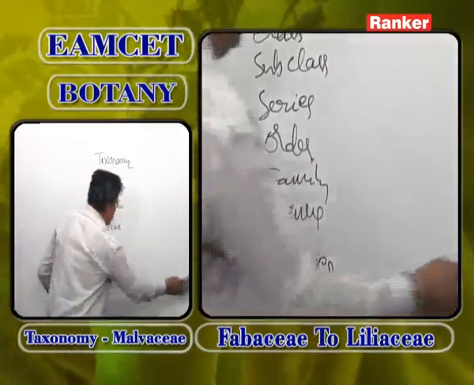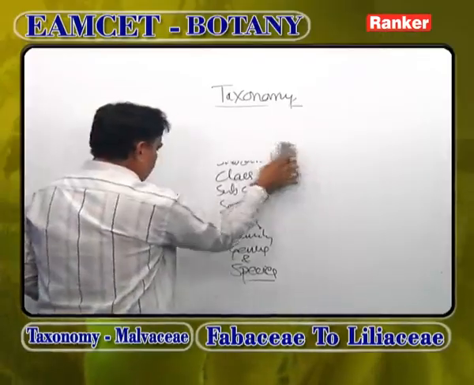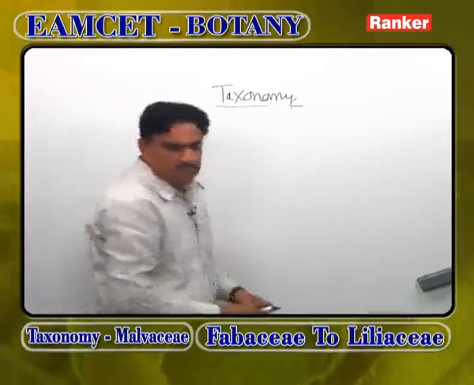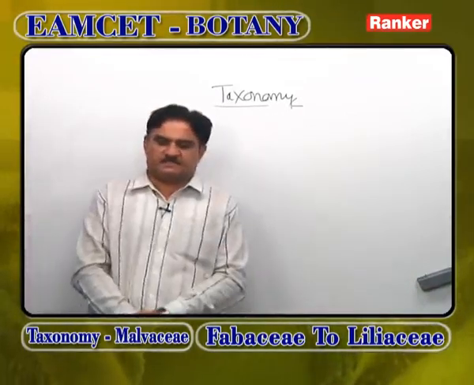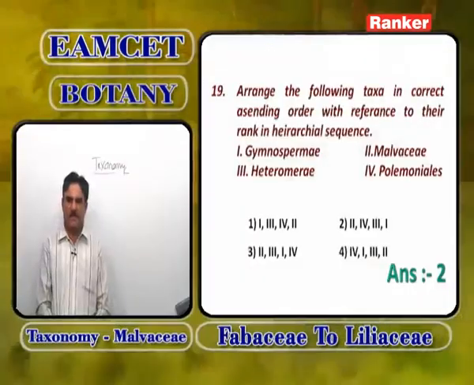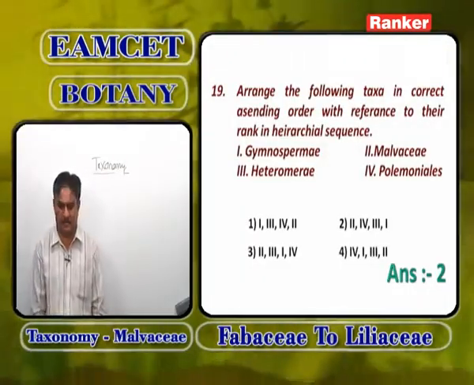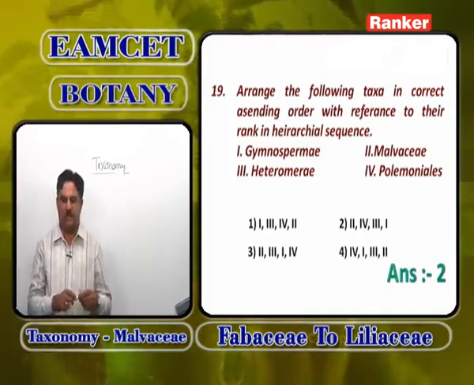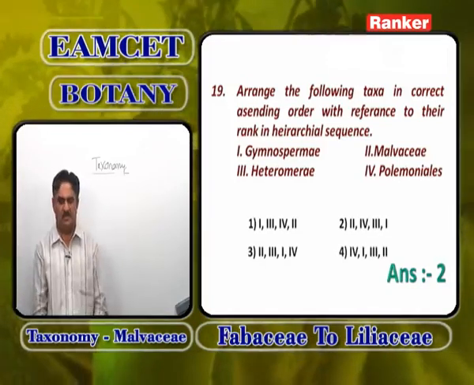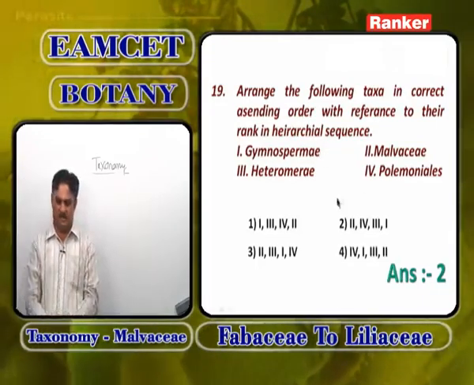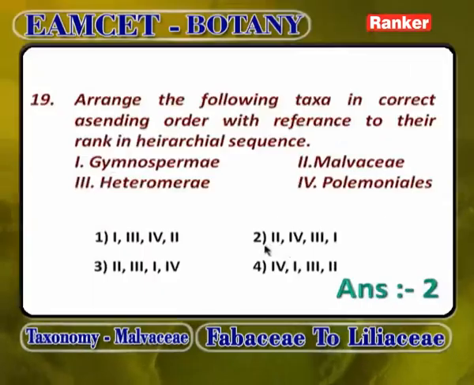So according to this hierarchical system, first comes family, because Malvaceae. Next comes order, because Polymoniales. Next comes series, so Heteromerae. Next comes class, so Gymnosperms. So Malvaceae, Polymoniales, Heteromerae, Gymnosperms is the correct hierarchical sequence. Answer is 2.